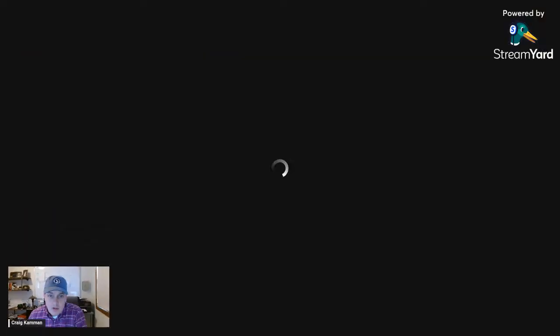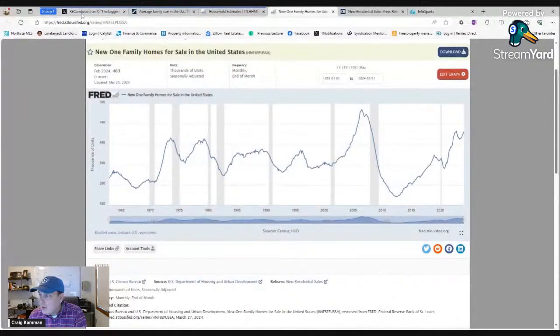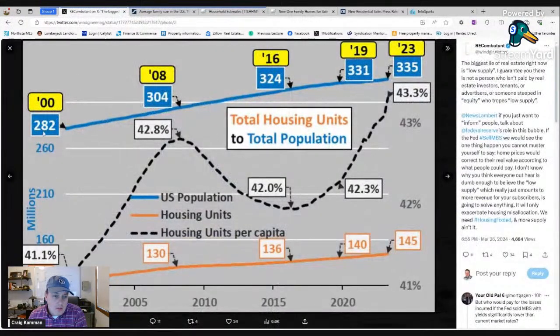So, all right, here we go. We're going to share this screen, and we're going to go back to this chart. So this is a chart I saw on X this morning. I actually saw it last night and bookmarked it to come back to.